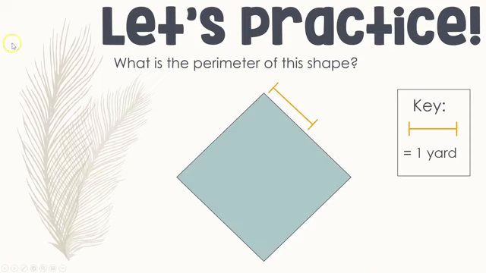All right, boys and girls, for this shape, I see that I have a key and that little bar again, so I know that I'm going to have to do some estimating. Go ahead and pause the video and estimate the perimeter of this shape.